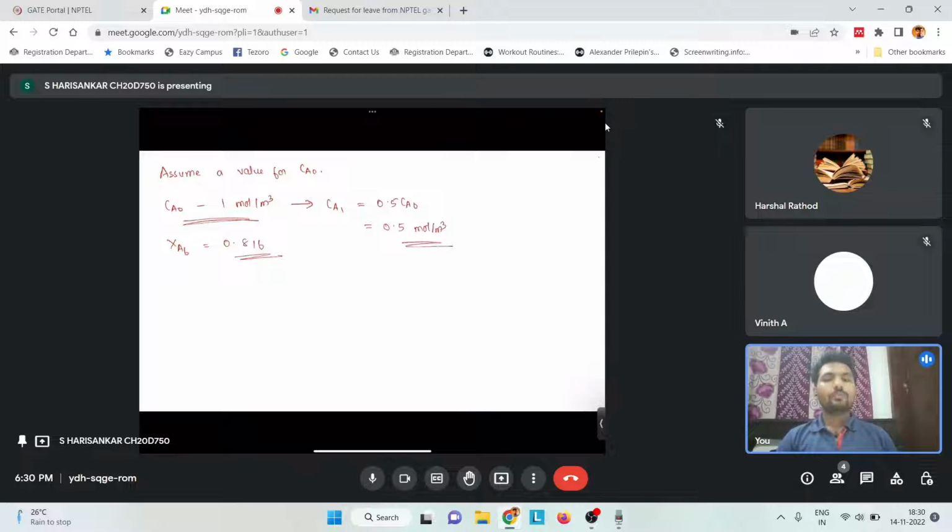So now using this CA1, you can apply the design equation for the PFR, using CA1 equal to 0.5 as your initial concentration. And again, you can find the outlet concentration of the PFR, which will be CAF, and that you will get as 0.184. Based on this we can calculate the fractional conversion again, right?